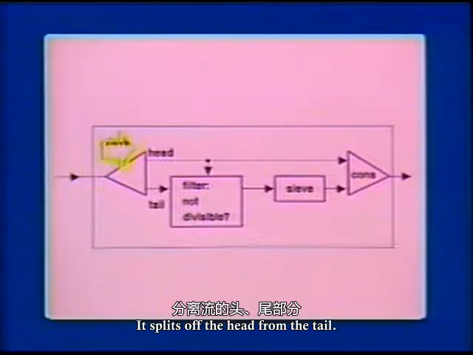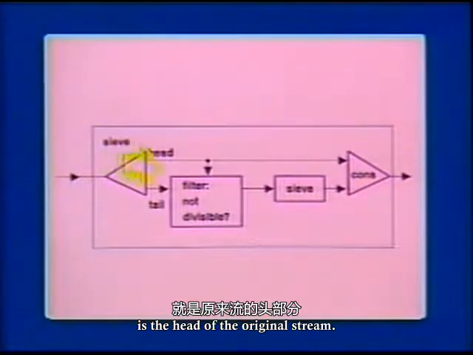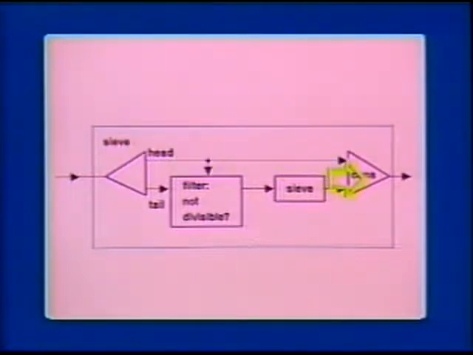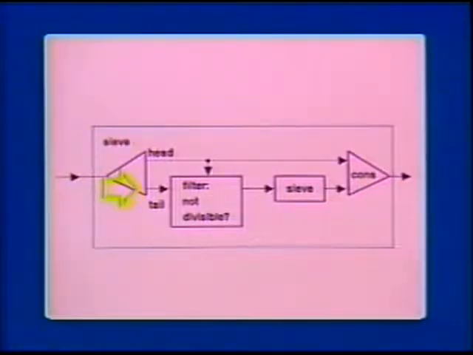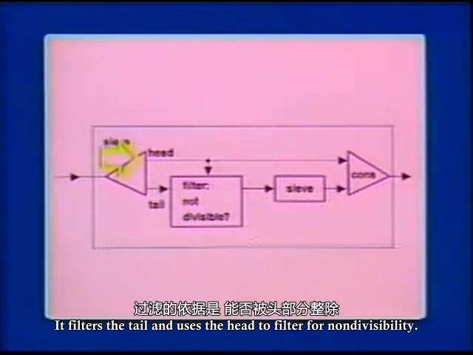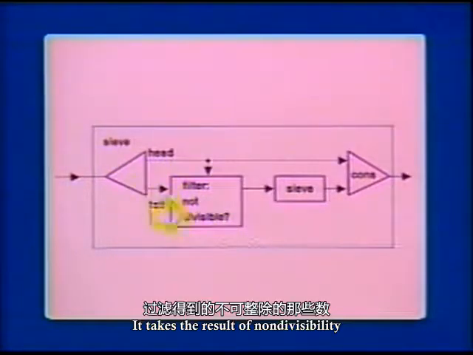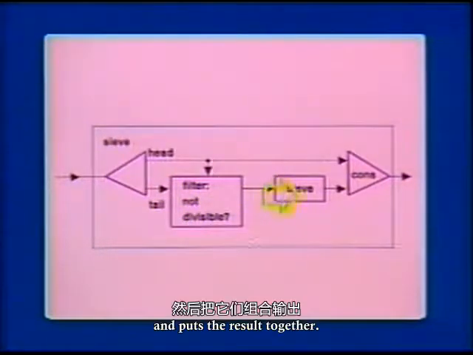It splits off the head from the tail. And the first thing that's going to come out of the sieve is the head of the original stream. Then it also takes the head and uses that. Right, it takes the stream, it filters the tail, and uses the head to filter for non-divisibility. Takes the result of non-divisibility and puts it through another sieve box, and puts the result together.